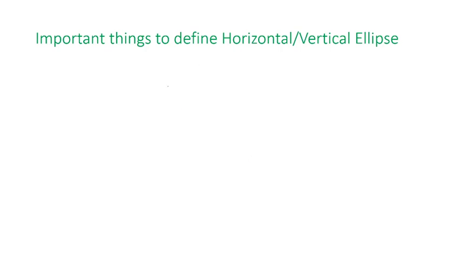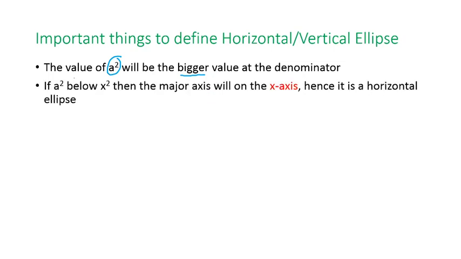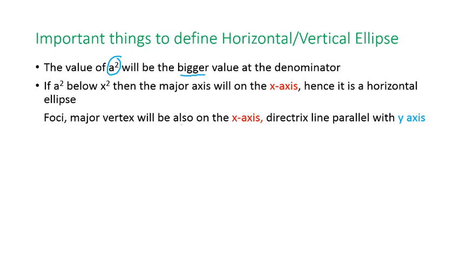Before that, we see how to define a horizontal or vertical ellipse, a summary of what I said earlier. First, you have to pick the value of a squared, which is the bigger value compared to b or c. And then, if a squared is below x squared, it will be a horizontal ellipse. The major axis will be on the x-axis. Then the foci and major vertex will also be on the x-axis. The directrix line will be parallel with the y-axis.